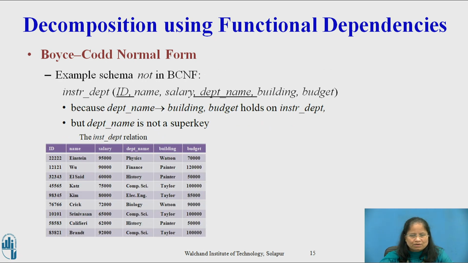Now consider an example schema which is not in BCNF: instructor department with the attributes ID, name, salary, department name, building and budget. It is not in BCNF because department name functionally determines building and budget holds on the instructor department relation, but department name is not a superkey.